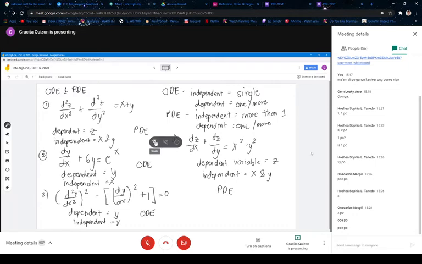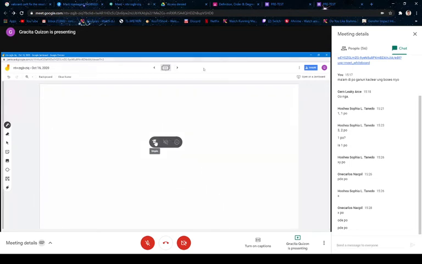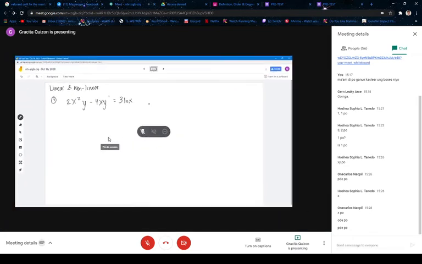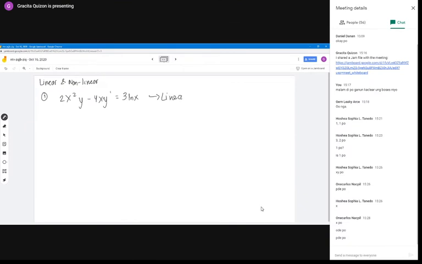Next is linear and nonlinear. In the first example, we have 2x squared y minus 4x y prime is equal to 3 ln of x. So for number 1, what is your idea? Is it linear or nonlinear? Linear, correct. So why did it become linear?